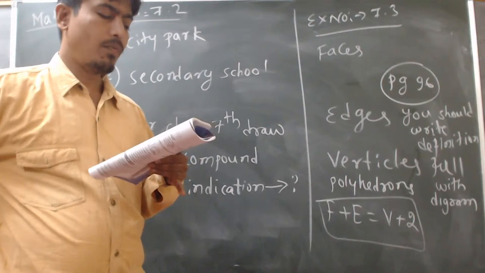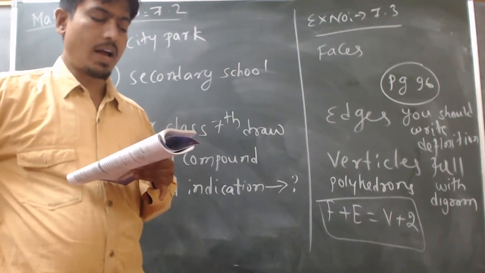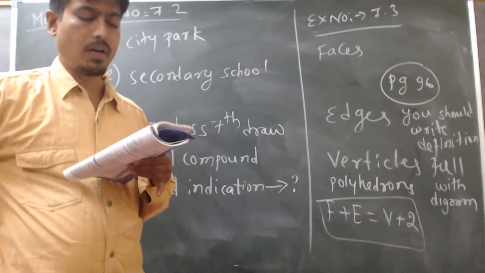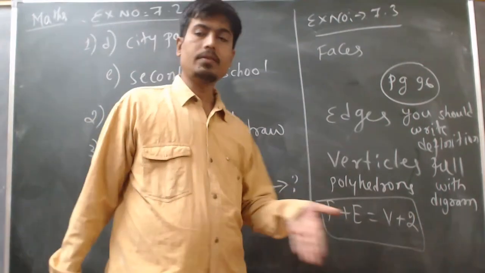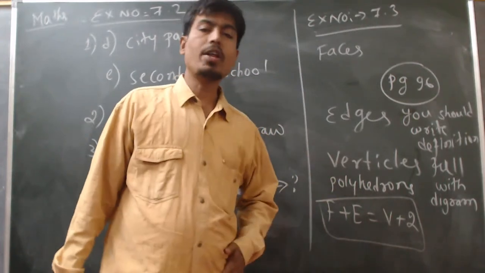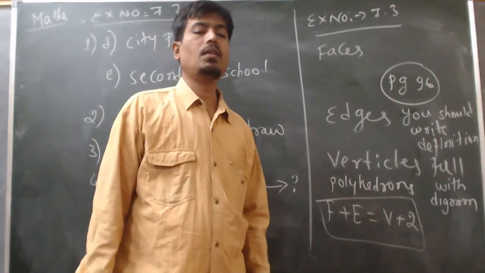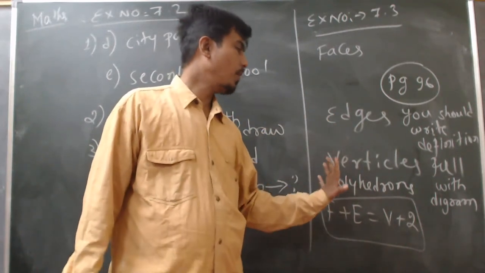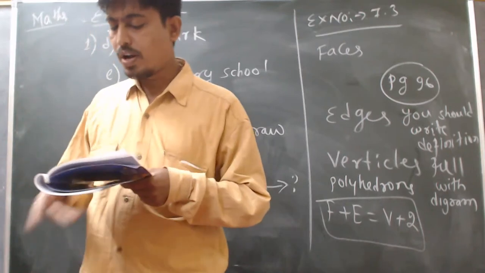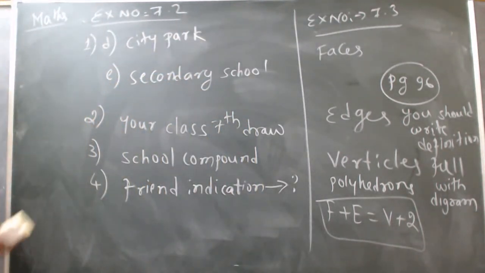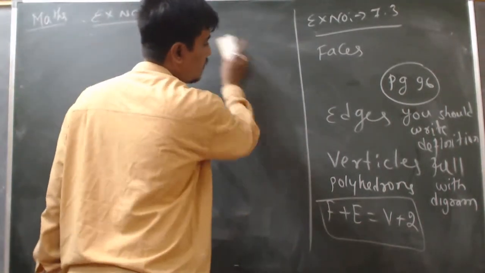Each of these solids is made up of polygonal regions, which are called its faces, and these faces meet at the edges, which are line segments, and the edges meet at a vertex, at a point. Such solids are called polyhedrons. For such, I said, a cube or cuboid or pyramid or prism are called polyhedrons. Why? They have edges, vertices and faces. Three things should be there: faces, edges, vertices. Then we can say that they are polyhedrons. Now the next question arises: which are not polyhedrons? Your 9th and 10th classes are full of polyhedrons. In higher classes you are going to learn about those which are not polyhedrons.